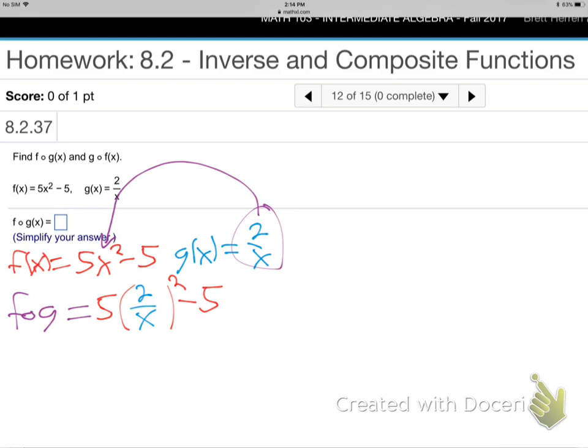Now work that out a little bit. Do you know what I mean by work that out a little bit? You've got the 2 power on the whole fraction, so that means square the 2, square the x. So what's 2 squared? 4. And then the bottom is just x squared. Good so far? The 2 power on the parentheses came in and did his thing. He 2 powered the top, 2 powered the bottom.